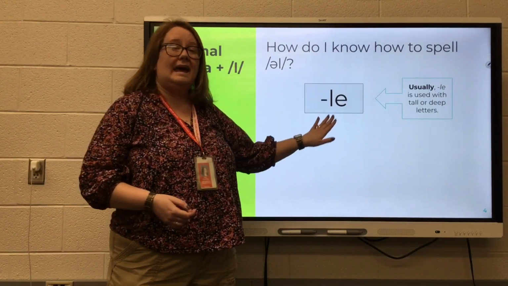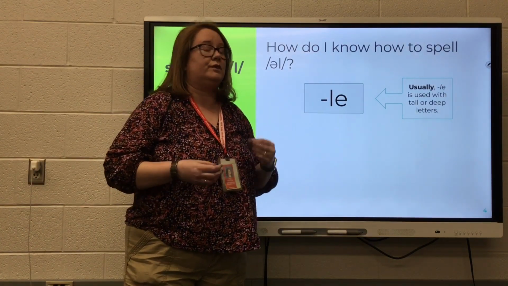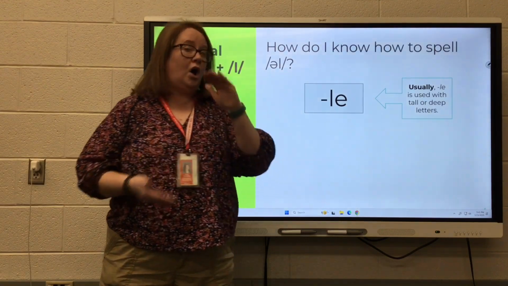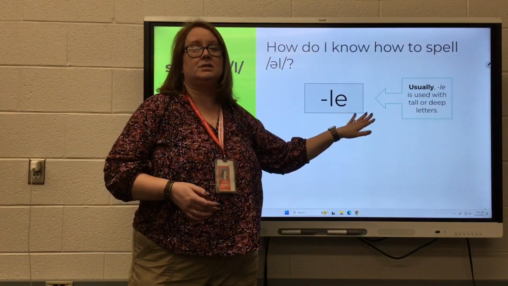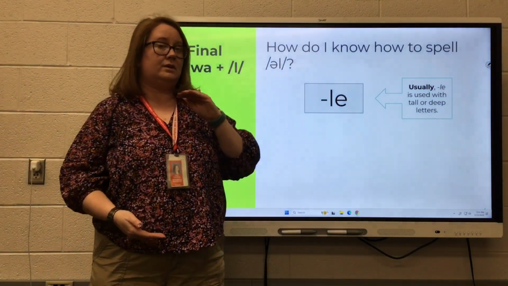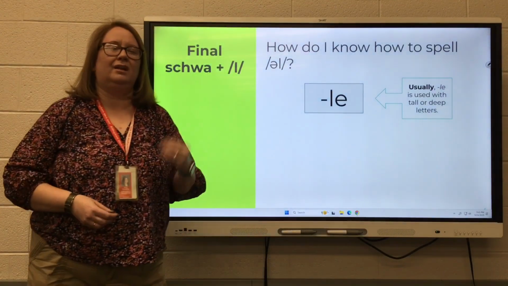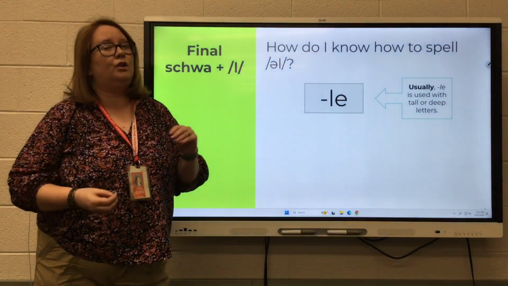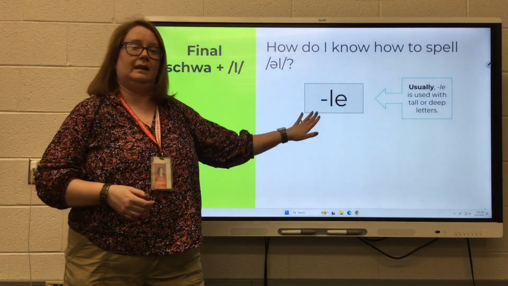Well, LE is the most common spelling at the end of a word for this sound. Usually LE is used with tall or deep letters. What I mean by that is your tall letters are K, D, F, tall letters when you write them. Deep letters are those letters that have a tail, G and P. So typically, if you have a tall or a deep letter in front of your ul sound, you're going to spell it with LE.